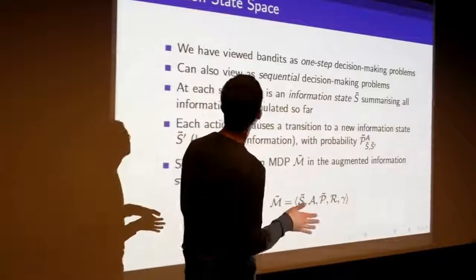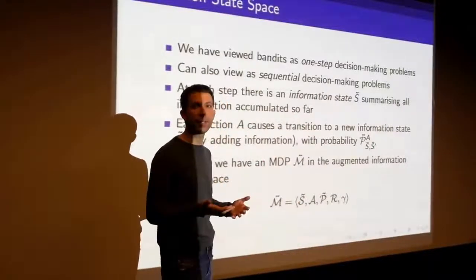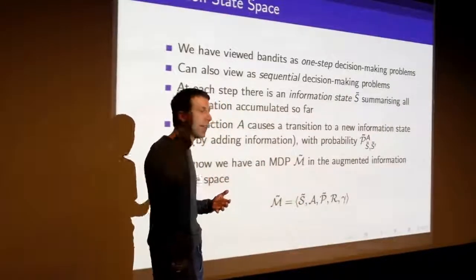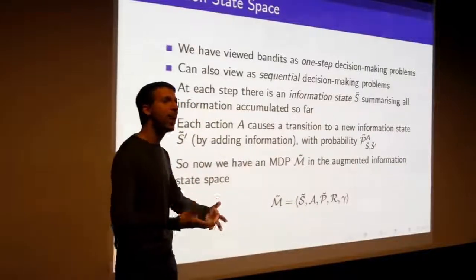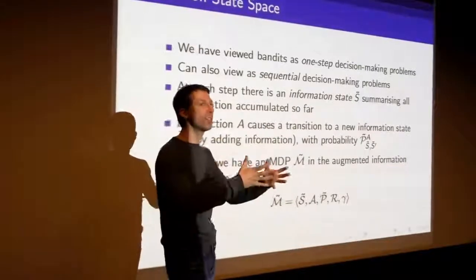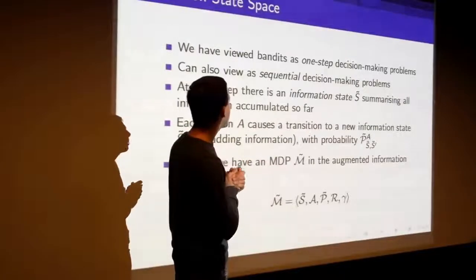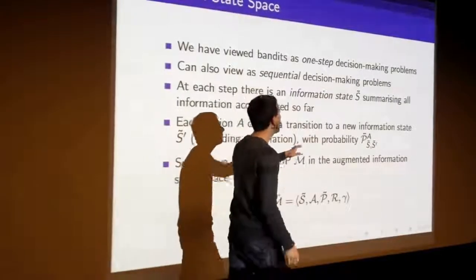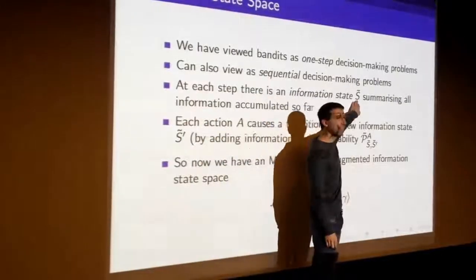The way we can do this is to think of an information state space. We're going to transform our bandit problem back into an MDP, into a sequential decision-making problem. And the way we're going to do this is to think about an information state, this S tilde here.